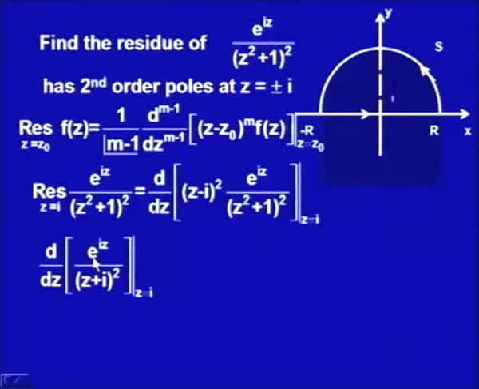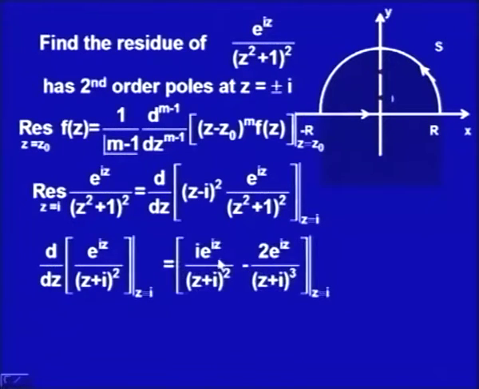First, the derivative of the first function, it is i e^(iz)/(z + i)², plus the first function times the derivative of the second function. So, e^(iz) is as such, and the derivative of 1/(z + i)² is -2/(z + i)³. This we have to evaluate at z = i.